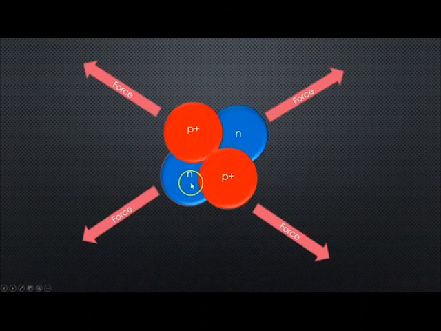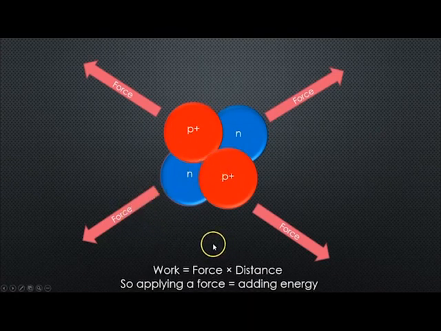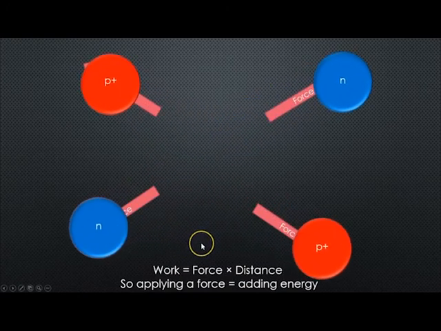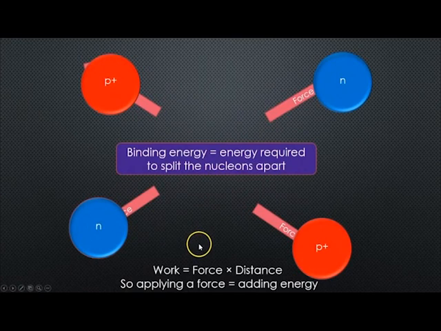Imagine this nucleus with 2 protons and 2 neutrons. It is helium, and if you want to split this nucleus into constituent nucleons, we need to apply a force to each particle, which are bound together by the strong nuclear force. Since work done is equal to the product of force and distance, adding force means supplying energy. The energy is used to break the nucleus into constituent nucleons. Therefore, binding energy is the energy required to split the nucleons apart.